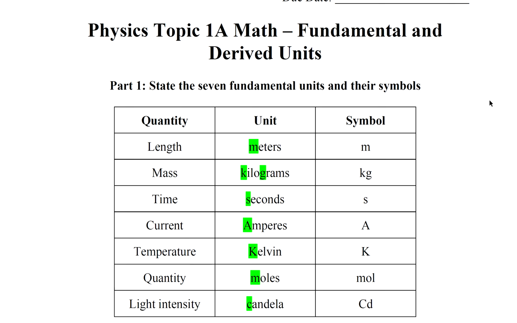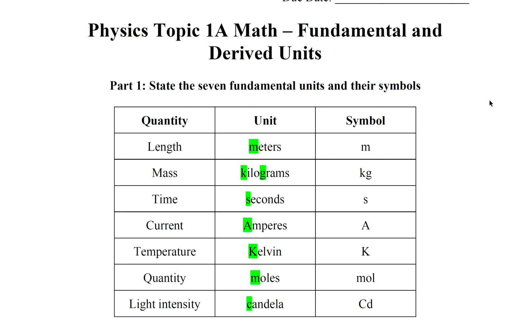For mass, it's kilograms. For time, it's seconds. For current, it's amperes. For temperature, it's Kelvin. For quantity, it's moles. And for light intensity, it's candela. And here you could see the symbols.